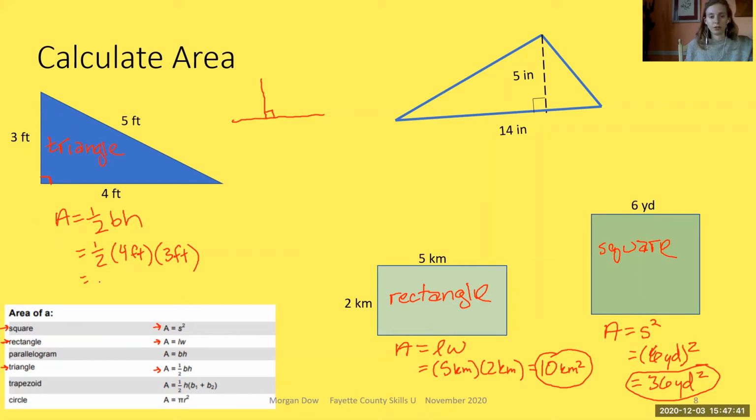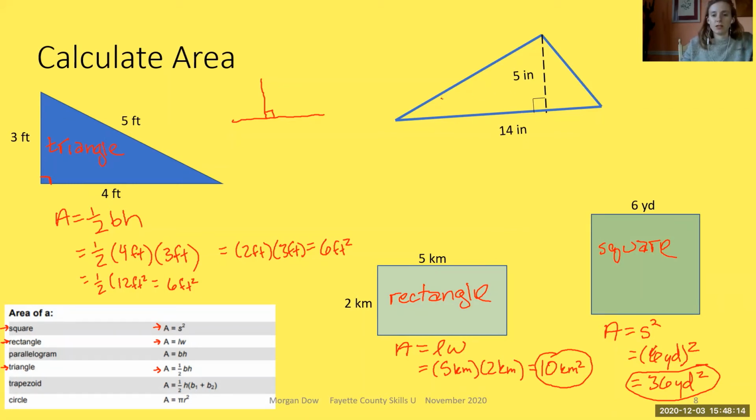So now this is just all multiplication. We could say 4 feet times 3 feet is 12 square feet. And then 1/2 of that gives us 6 square feet. Or you could say 1/2 of 4 feet is 2 feet times 3 feet. 2 feet times 3 feet will also give you 6 square feet. So because that's just 2 sets of multiplication there, you can do it in whatever order feels comfortable to you.